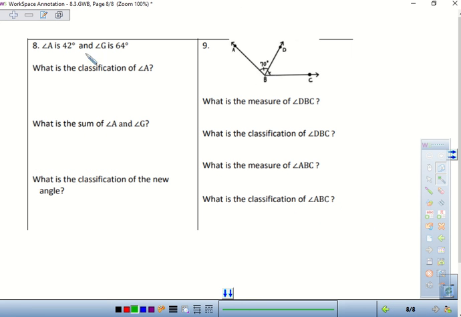Alright. So, angle A is 42 degrees and angle G is 64 degrees. What is the classification of angle A? What's the classification of angle A in number 8? If an angle is 42 degrees, what's its classification? Yes. Thank you, acute.